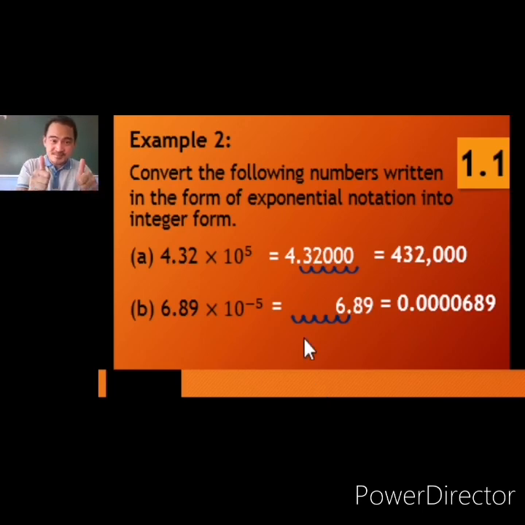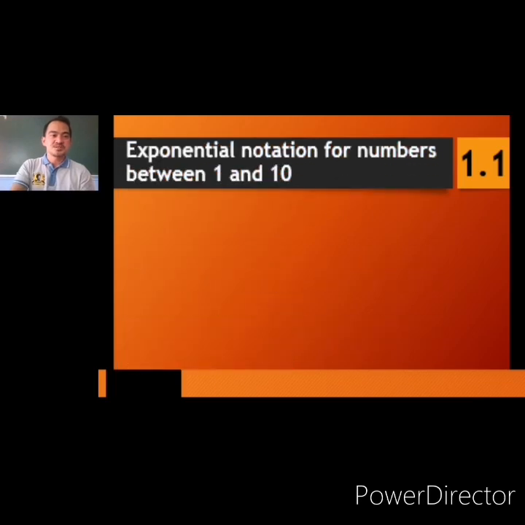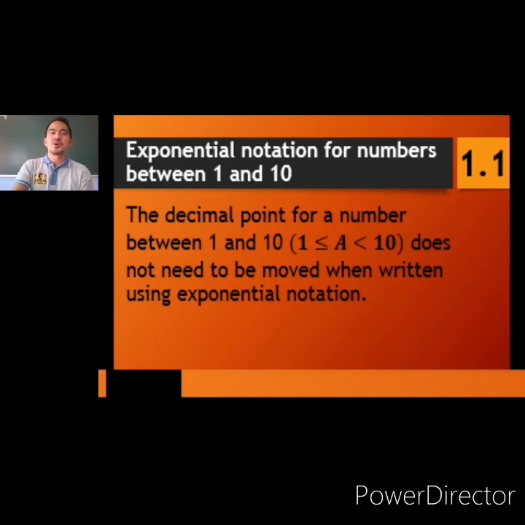Easy, right? Very good. So let's continue. Exponential notation for numbers between 1 and 10. The decimal point of a number between 1 and 10 does not need to move when written using exponential notation.